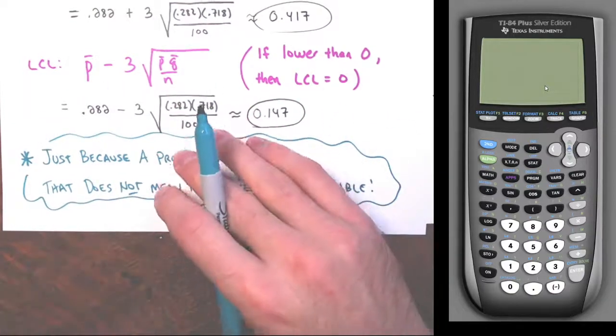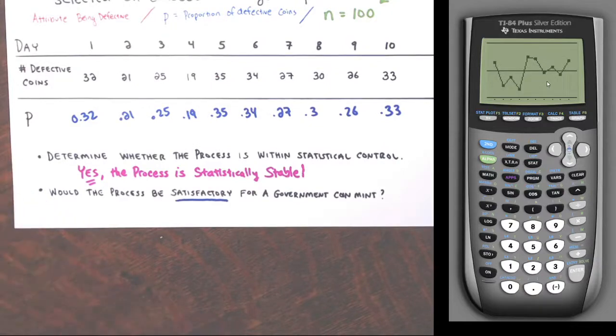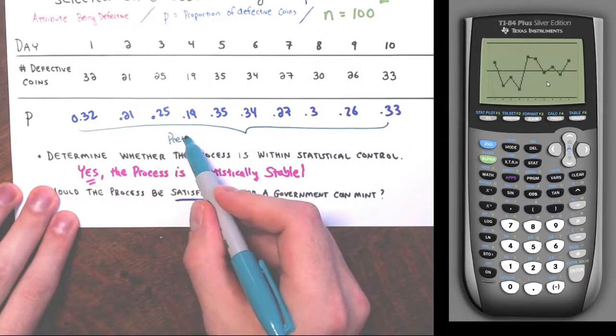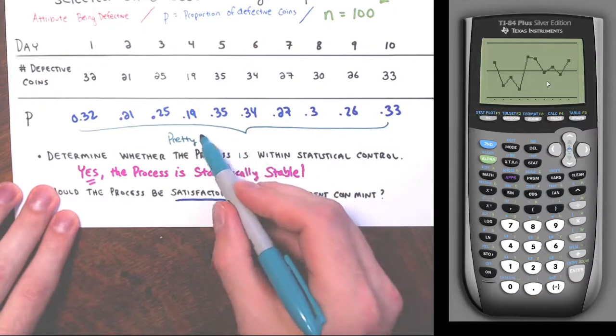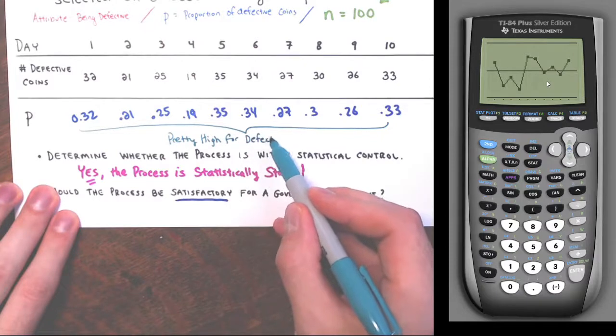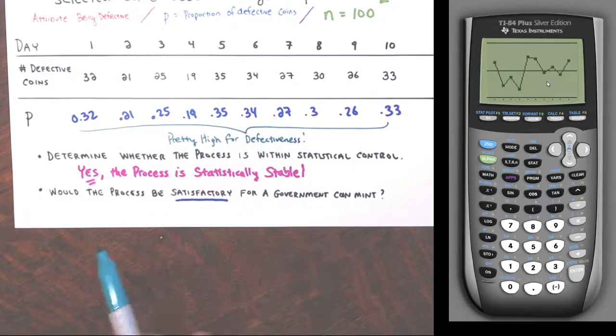So let's look back here. Looking at the graph again, looking at the P chart, it looks pretty stable to me, these proportions of defective items. But as I mentioned, all of these numbers are pretty high if we're talking about defectiveness. We don't want 30%, 25% of the coins that we produce to be defective. That would be a huge waste of materials.